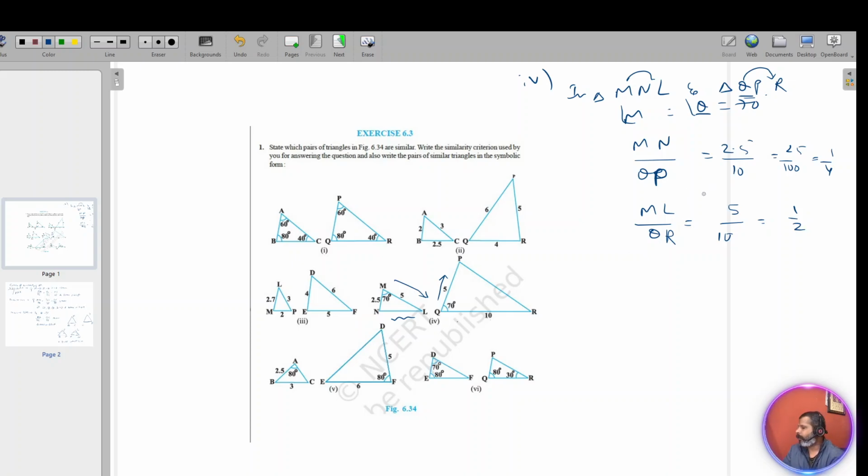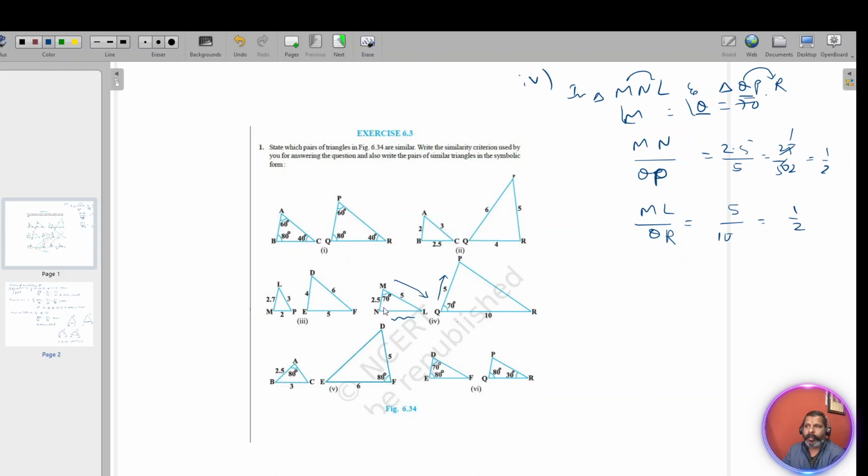So 2.5 by 5, my mistake, should come in the above part. MN is how much? 2.5. QP is how much? QP is 5. 2.5 by 5 means 25 by 50, that is 1 by 2. So though I explained properly here, I made a mistake.